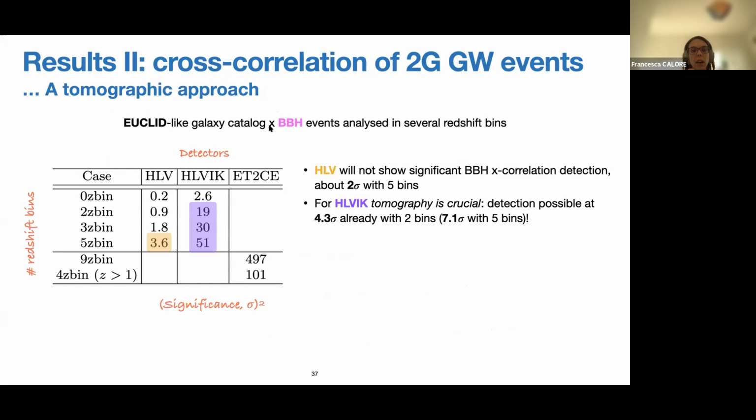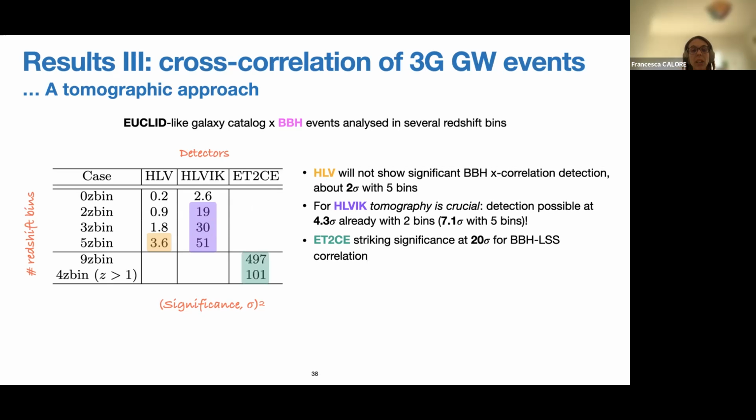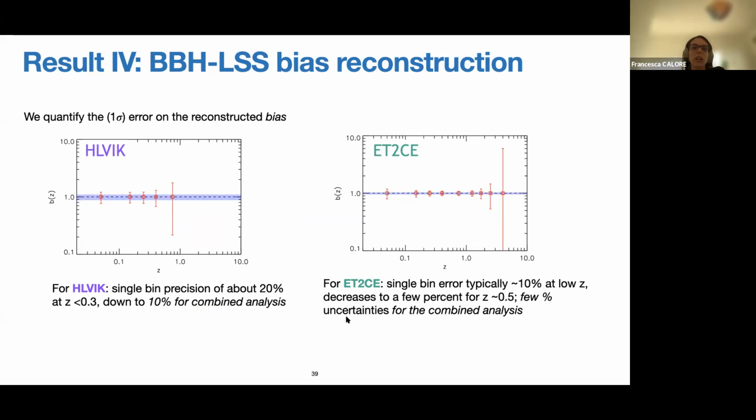So if we look at binary black holes for the 3 detector configuration, we can do a tomographic study, again for all the detector configurations, having different numbers of bins. And you can see that on the one hand, for HLV and HLV-IK, tomography is really crucial to get good signal to noise for the detection of a positive cross correlation for binary black holes. And this will be especially striking for the 3G configuration, where you can reach significances of the cross correlation of binary black holes and large scale structures at already more than 20 sigma. So tomography is really crucial to improve the detection capabilities of binary black holes in cross correlation with the large scale structure.